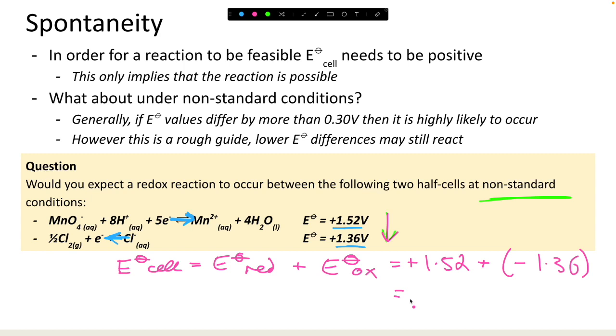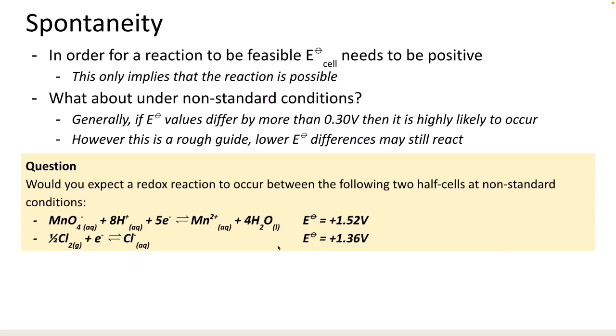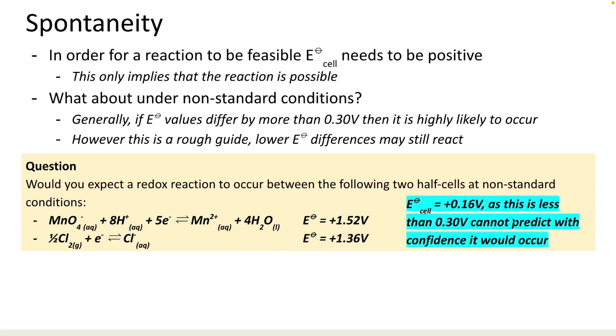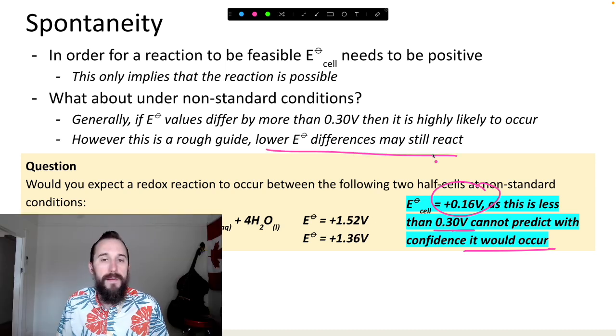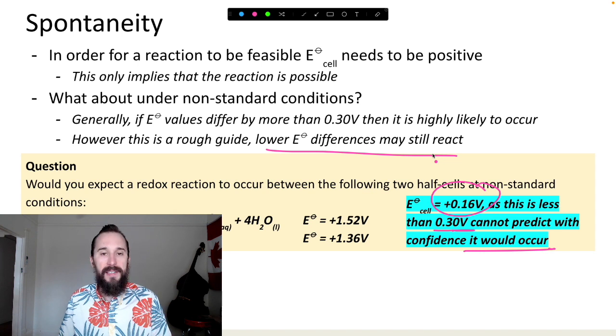When we plug all this into our calculator, 1.52 minus 1.36, we get a value of plus 0.16 volts, which, applying our threshold here of 0.3 volts, we would in fact conclude that we could not predict with confidence if the reaction would occur because our calculated standard cell potential is less than that 0.3 volts. But again, just a general rule, lower differences may still react.